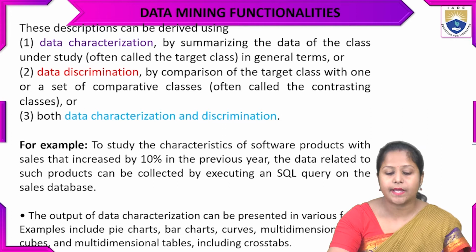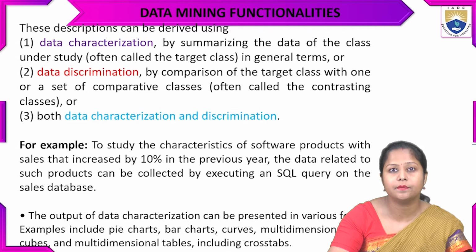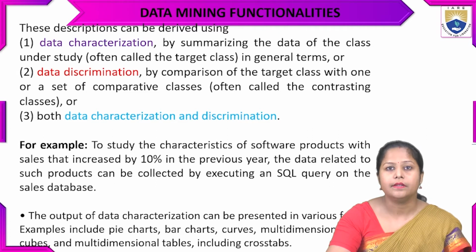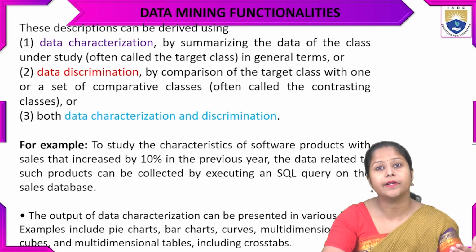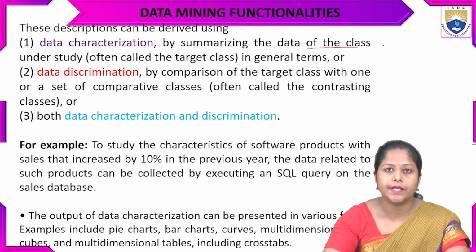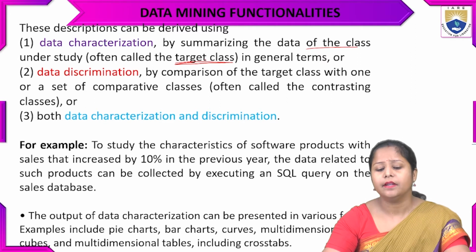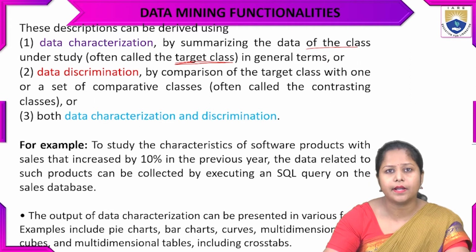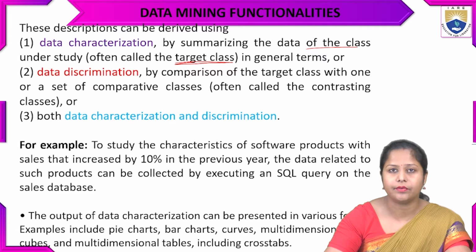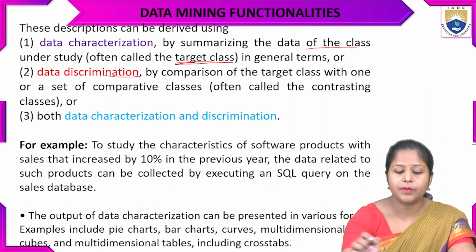These descriptions can be derived using data characterization, data discrimination, or a combination of both. So what is data characterization? It is summarizing the data of the class under study, which is often called the target class. So we have to study the target class and then summarize the data for that particular class. What is discrimination here?